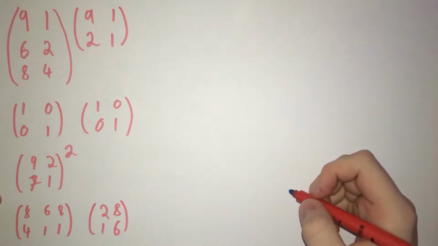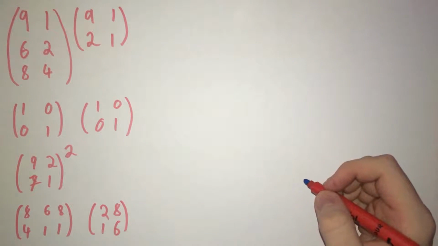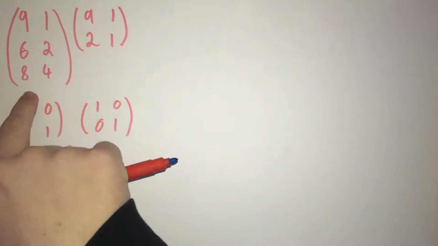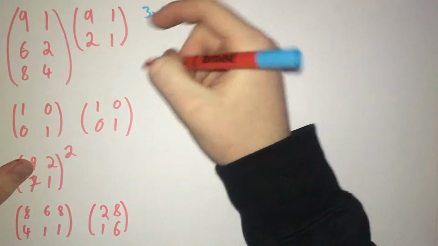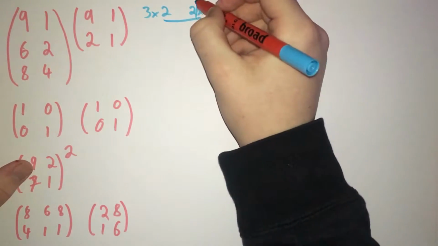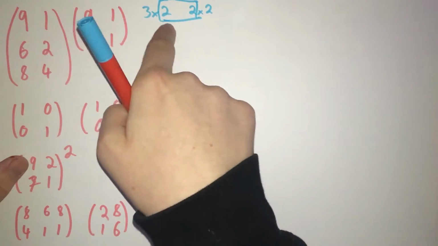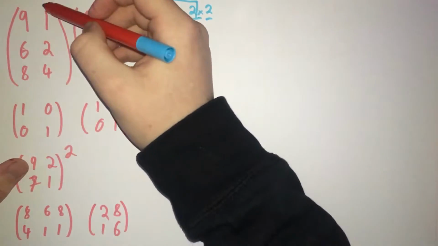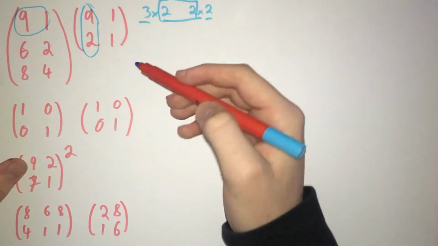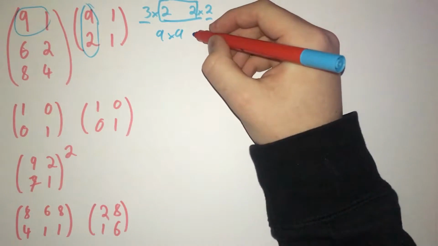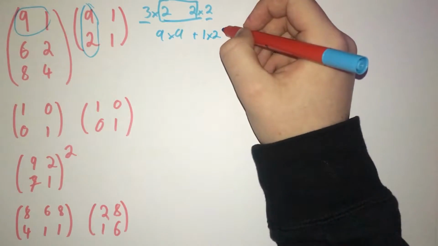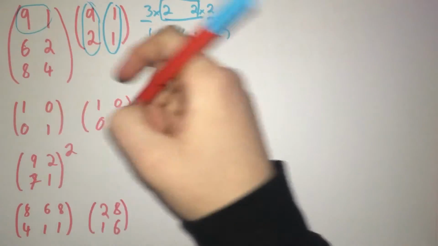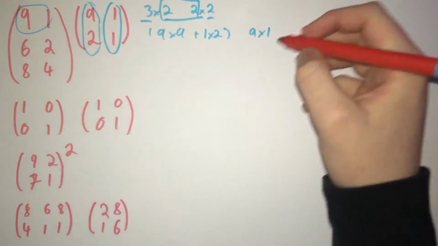Here are some examples you can go and try at home, and I'm going to walk through them now. First we want to check if they can actually be timesed together, so we look at the orders. This has a 3 by 2 order, and this one has a 2 by 2 order. We can times them as these two numbers are equal, and it would produce a 3 by 2 matrix. We look at the first row, first column, 9 times 9 plus 1 times 2. Then we move on to the second column, so 9 times 1, 1 times 1.